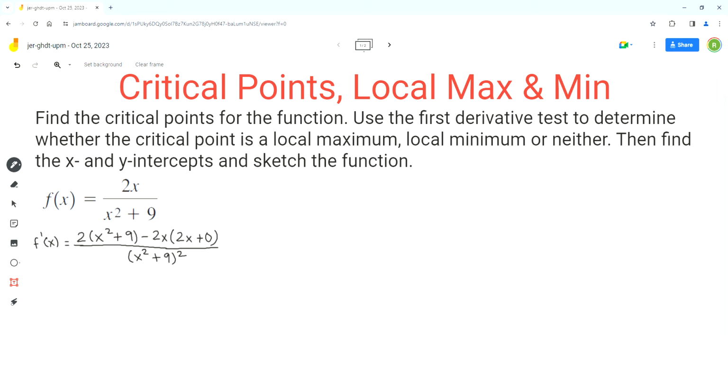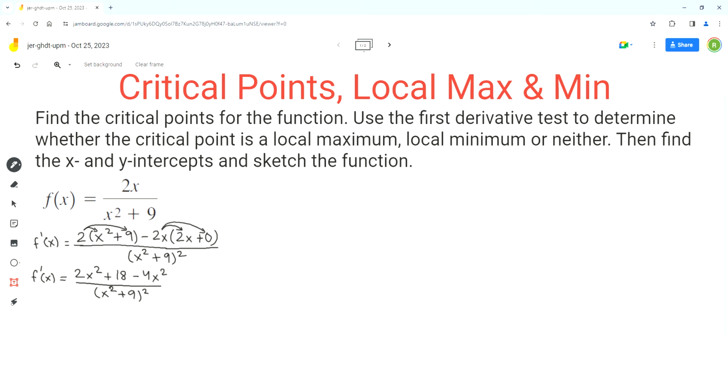Now we can simplify the expression in the numerator, so we can distribute the 2 into the parentheses, and we can distribute negative 2x in the other parentheses. So we get f prime of x equals 2x squared plus 18, and then minus 4x squared, over x squared plus 9, squared.